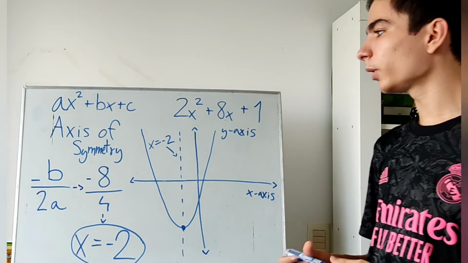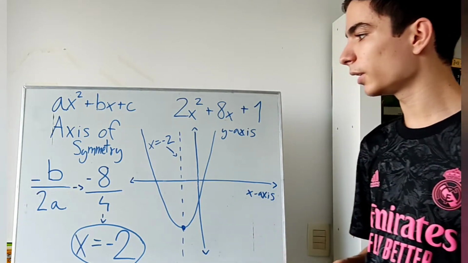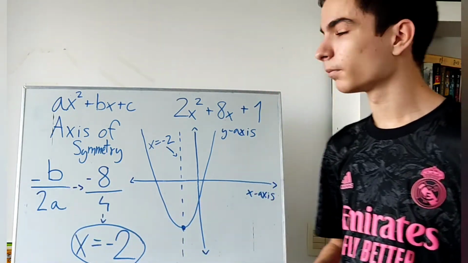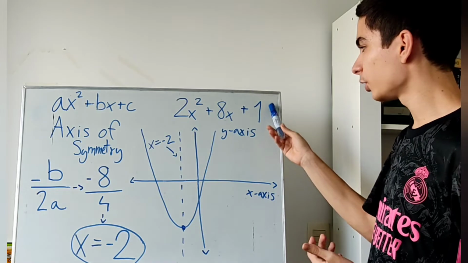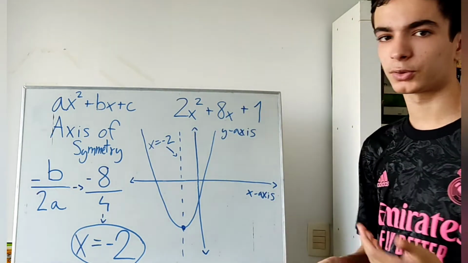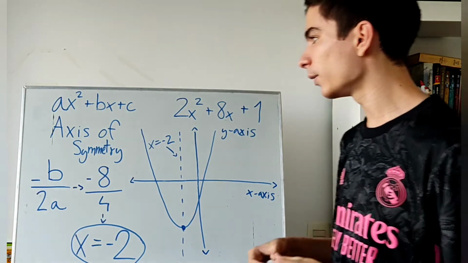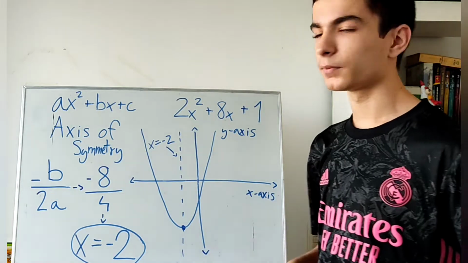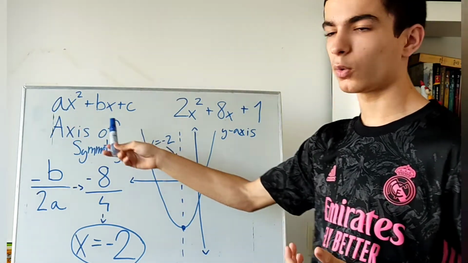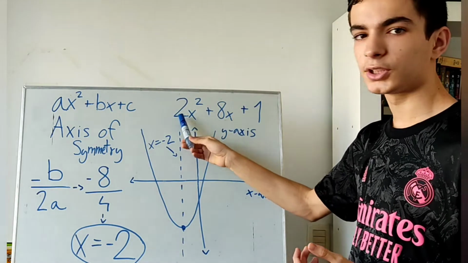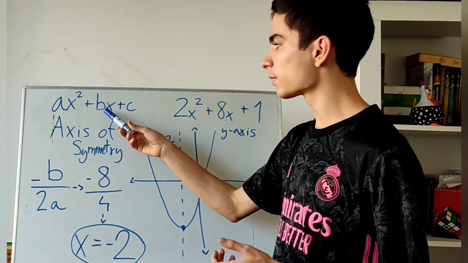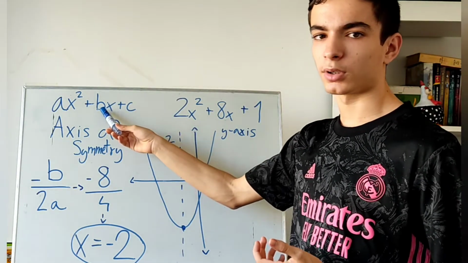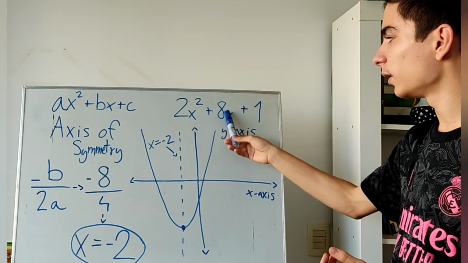Now, the formula for the axis of symmetry is negative b divided by 2 times a. And if we look at our function, we have 2x squared plus 8x plus 1. Now, what is b and what is a? If we look at the standard form for a quadratic equation, ax squared plus bx plus c, a is the leading coefficient of the whole equation. So we know that a is 2, and b is the coefficient of the x term in the function. So we know that b is 8.